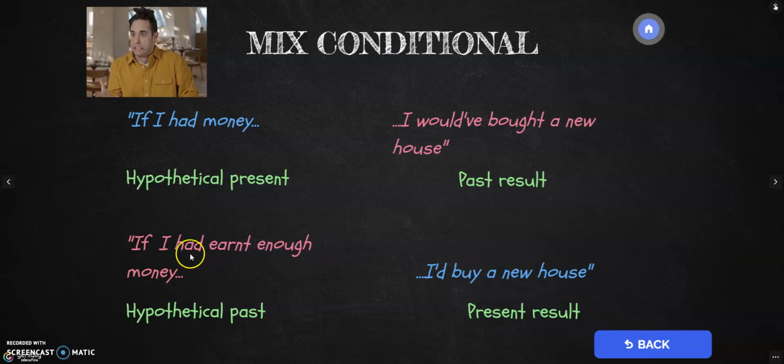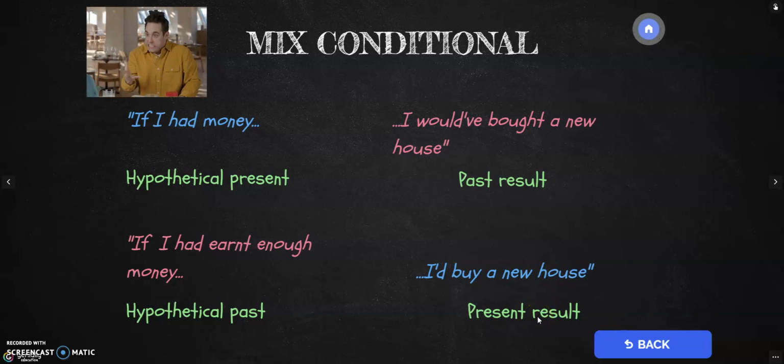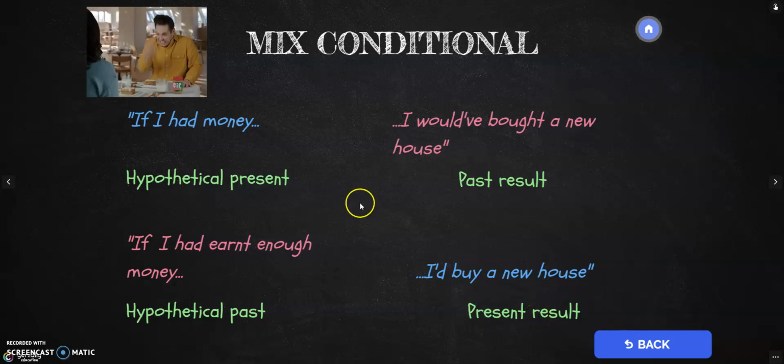En el caso de que quiera mezclar la primera parte del tercero con la segunda parte del segundo, también puedo. If I had earned enough money, I'd buy a new house. Si hubiera ahorrado suficiente dinero, una situación hipotética en el pasado, si hubiera ahorrado suficiente dinero, me habría comprado una casa, un resultado en el presente. ¿Lo veis? Así se mezclan el segundo y el tercero.